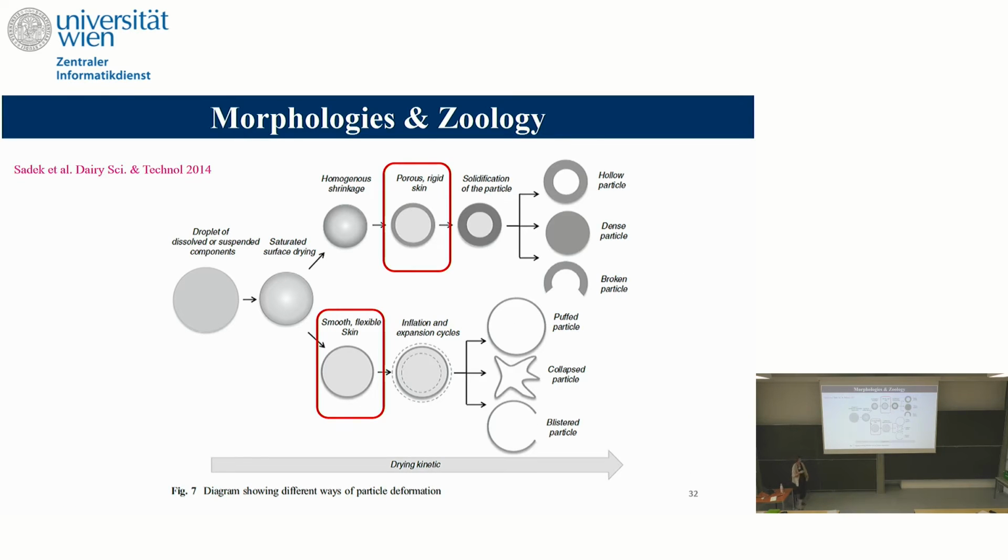zoology that has been also shown more recently, where they have the same kind of cartoon, and they observe that you have different shapes of the drops at the end, and they consider that for some cases the shell is porous and rigid, skin they call it here, or it's smooth and flexible, and that the ultimate state of your drop would be different.